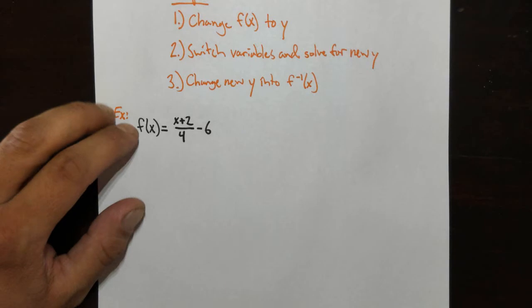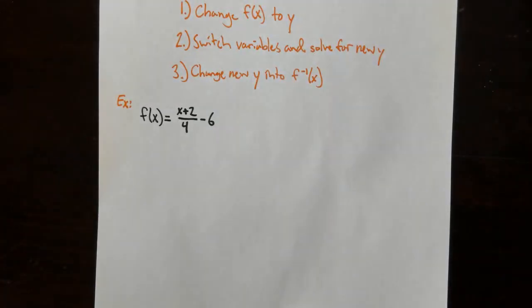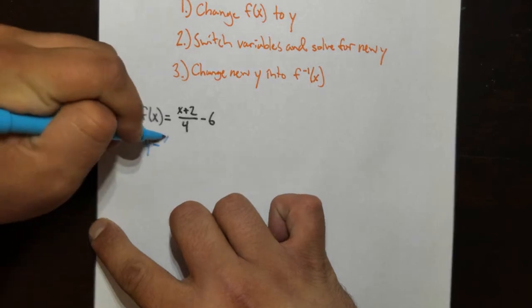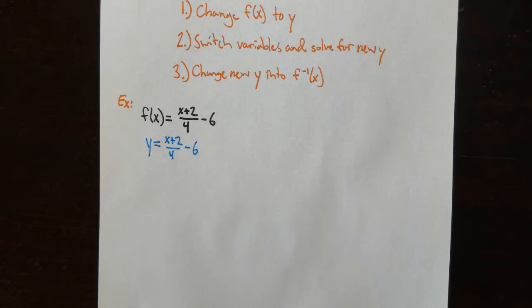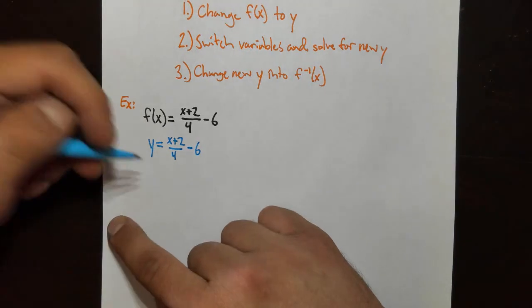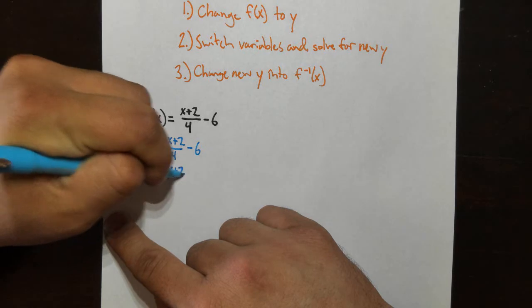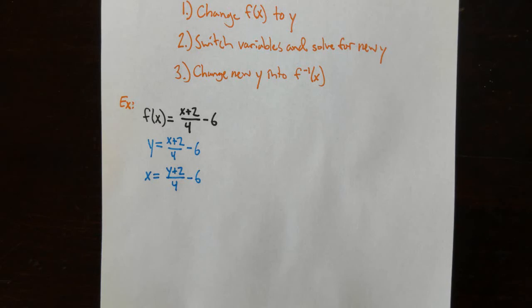So let's take a look at this first example here. We have f of x equals (x plus 2) over 4 minus 6. So first, I'm just going to switch my f of x to y. And then I'm going to switch my variables, so my y will become x, and my x will become y. And now I need to solve for my new y.